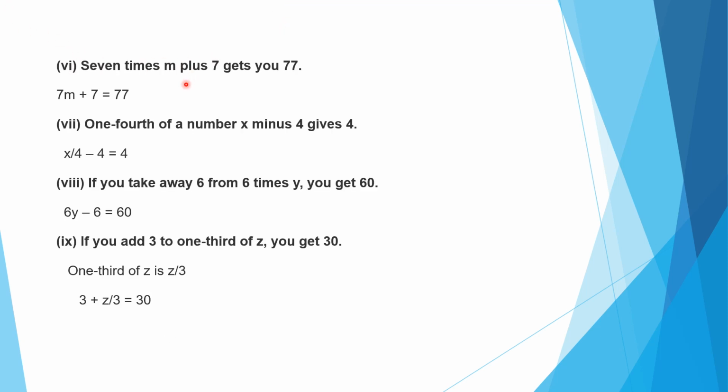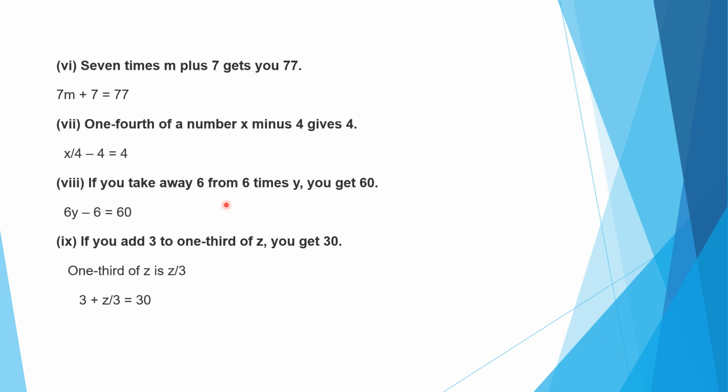Next, 7 times m, that means 7m. 7 times m is m plus m plus m and so on, up to 7 times we have to add. That is nothing but 7m. Then plus 7, that means 7m plus 7 gives you 77. 7m plus 7 is equal to 77. 1/4 of number x minus 4 gives 4. 1/4 of x is 1 by 4 of x, or you can also write x by 4, one and the same. 1 by 4 of x minus 4 is equal to 4.